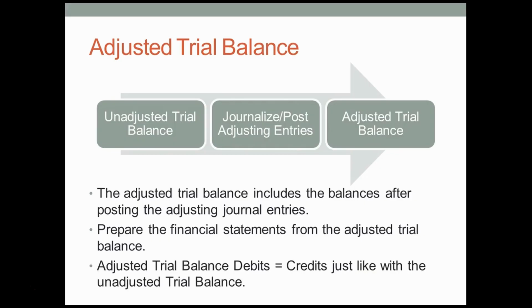Because all your adjusting entries had debits and credits that matched, that were equal to each other, your adjusted trial balance is also going to have its debits equal to its credits, just like with the unadjusted trial balance. So if your unadjusted trial balance has the debits equaling the credits, and then all your adjusting entries have the debits equaling the credits, you would then assume that the adjusted trial balance also has the debits equaling the credits. So when you produce your adjusted trial balance, you should ensure that the debits and the credits do equal each other.